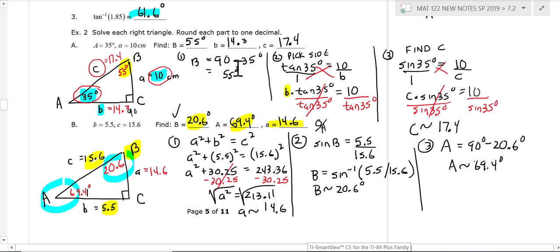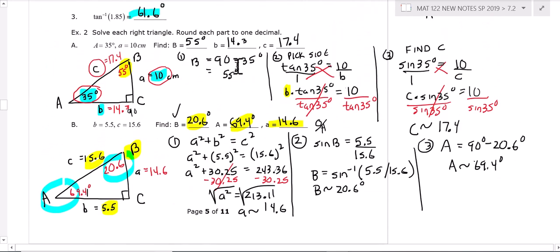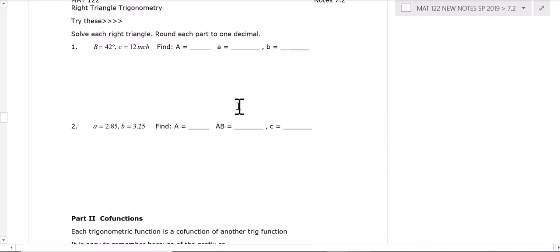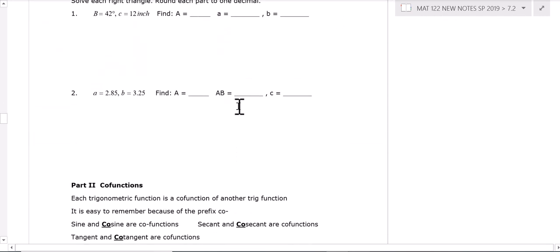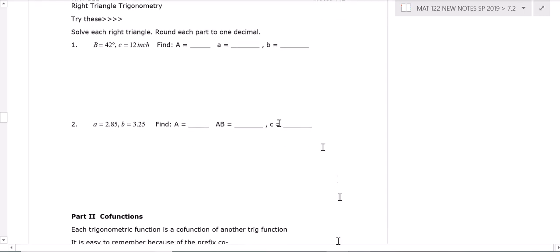Okay, so we're going to move on, and I'm going to let you do a problem. I think 2 problems on the next page, and then that'll finish up the second part of my video recording, which is just solving right triangles. So I want you to go to the next page and just do these 2, and then we'll move on from there.